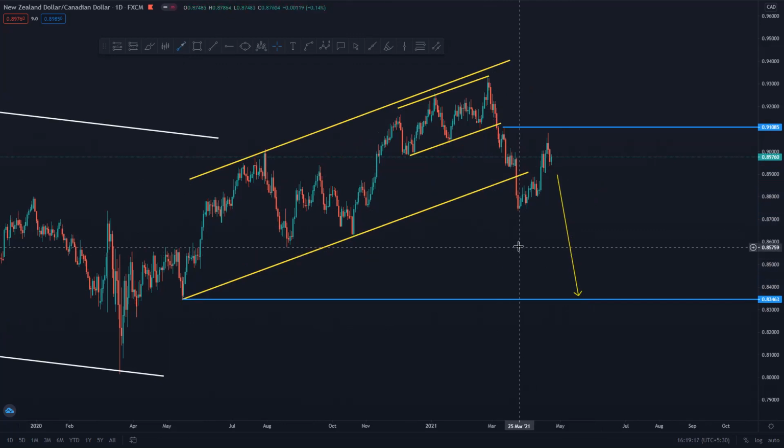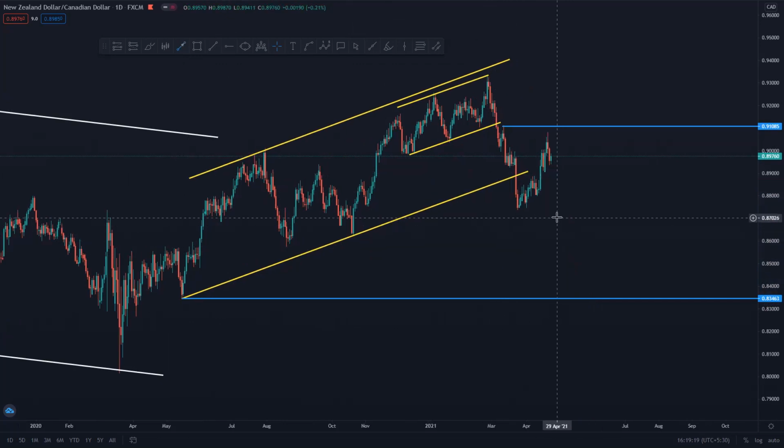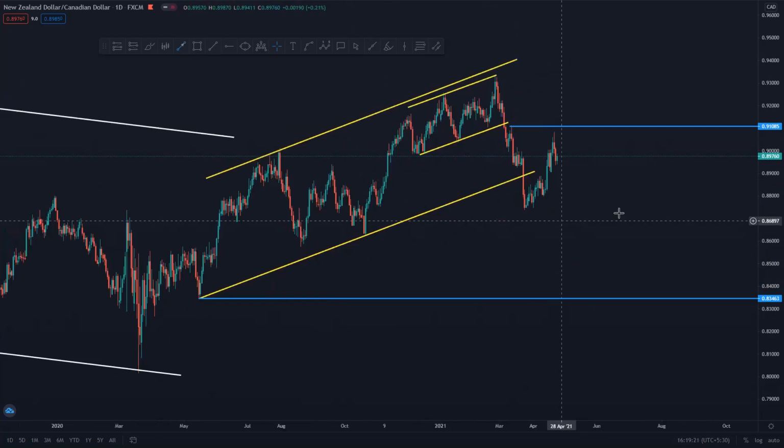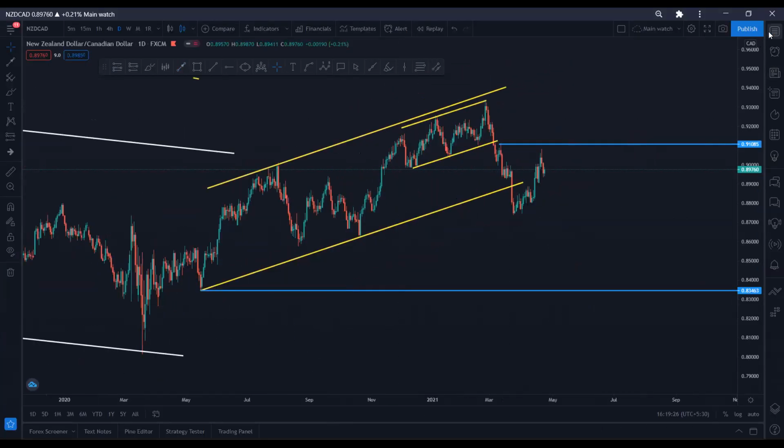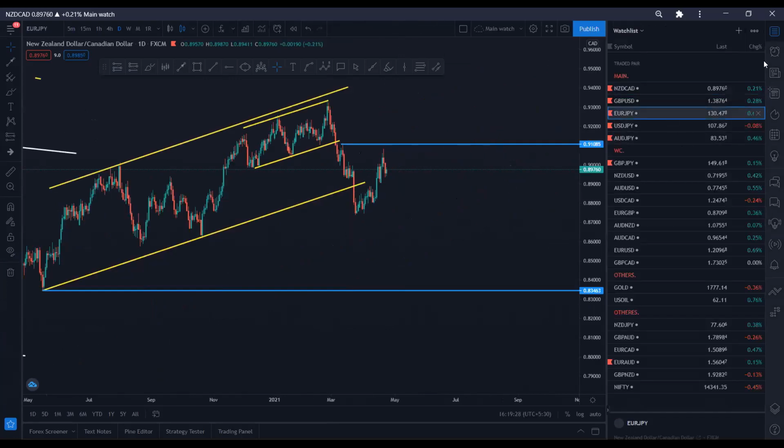So this was the whole structure. This is how we think about the market, and this is what I have to tell about pattern separation and the study of price action. Let me move forward with Euro JPY.